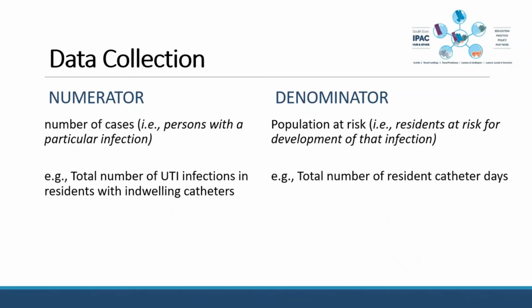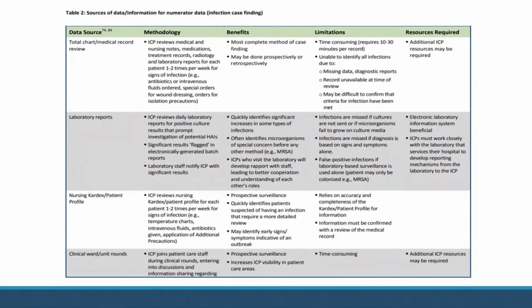To describe an example, if you are collecting data on UTIs for residents with indwelling catheters, the numerator would include those with infections that meet the case definition and have a catheter, over those at risk. In other words, the denominator would be the resident catheter days. And of course, we know not all residents have catheters, and we're going to discuss this in greater detail later on in the presentation. Let's look at a summary chart of different possible data sources on the next slide.